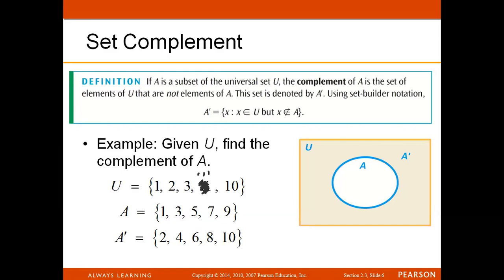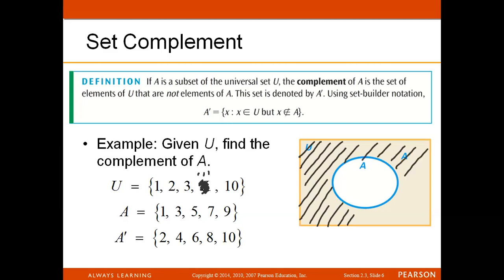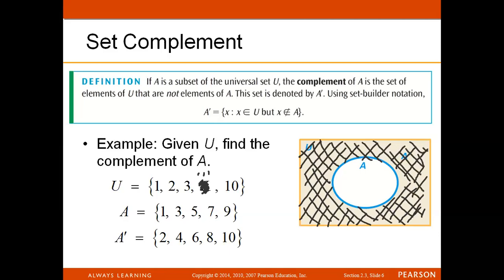In our Venn diagram, we've shaded everything on the outside of A. Everything on the outside of A is shaded. That's the picture of A complement.